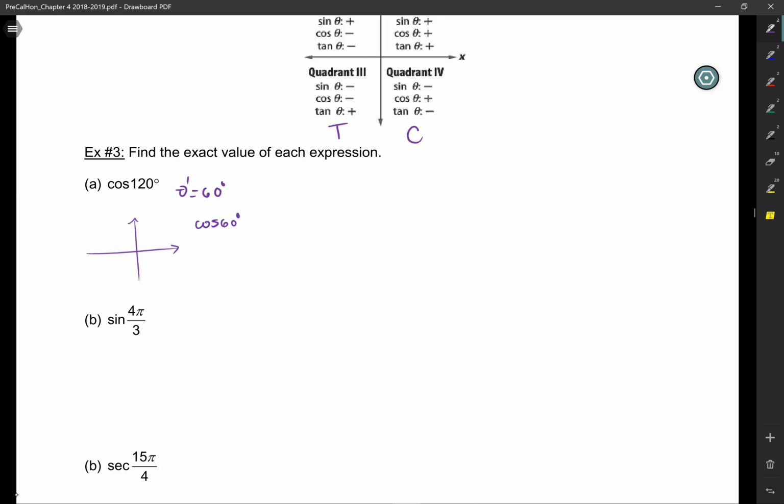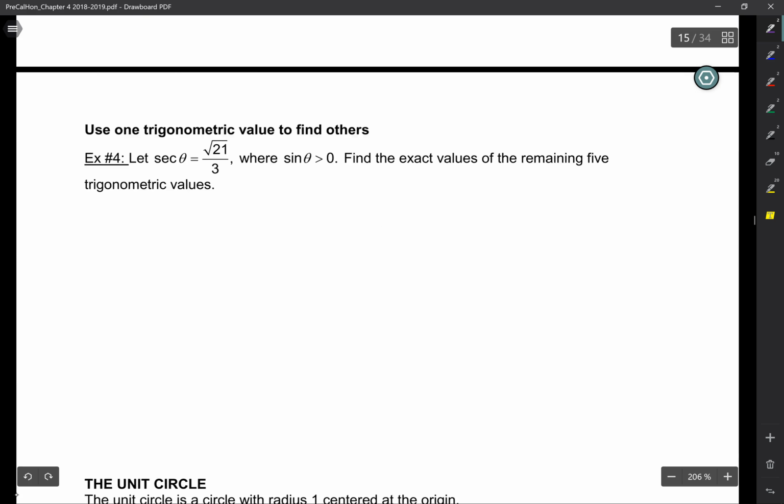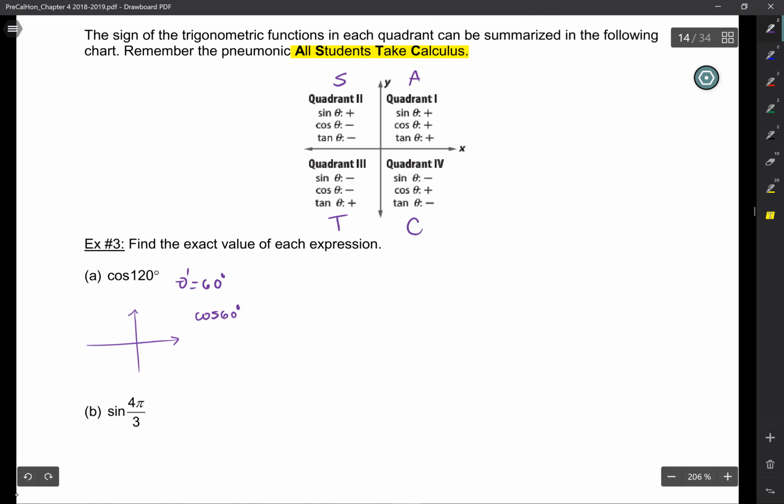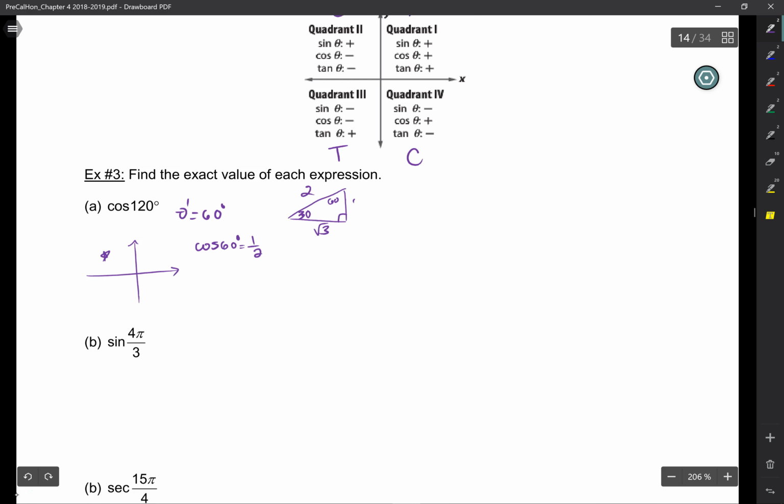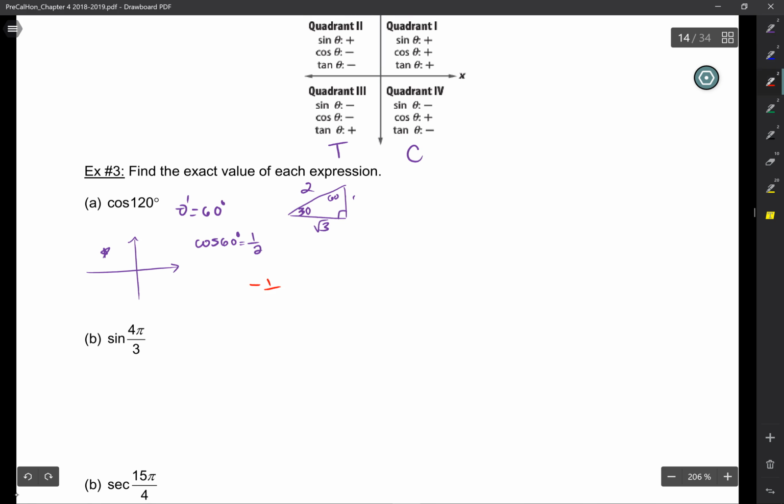Okay, so this is what we're going to work on. Yesterday we were doing these triangles. We're going to do them for like 10 more minutes. So 30, 60, 90: 1, root 3, and 2. Cosine of 60 is 1/2. What quadrant is 120 in? 2. Cosine is negative there. So our final answer is negative 1/2. Theta prime is reference angle.